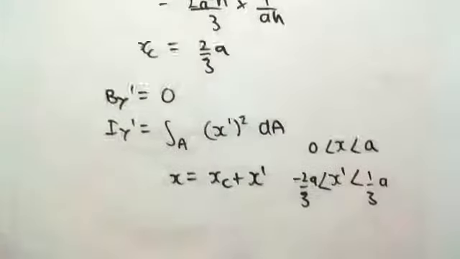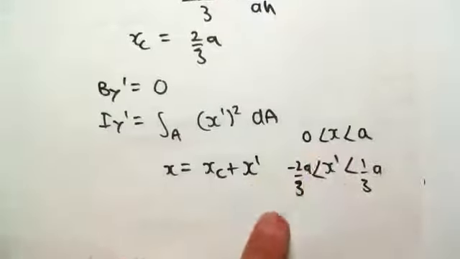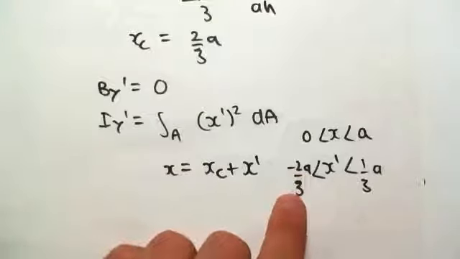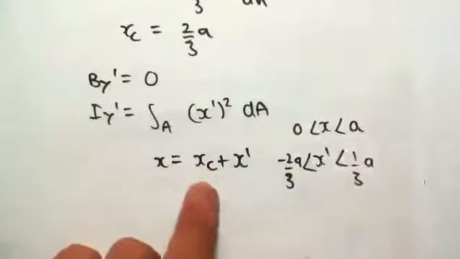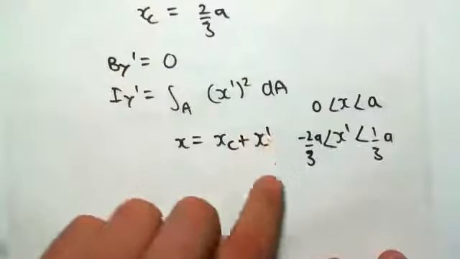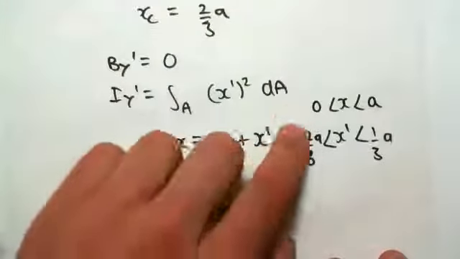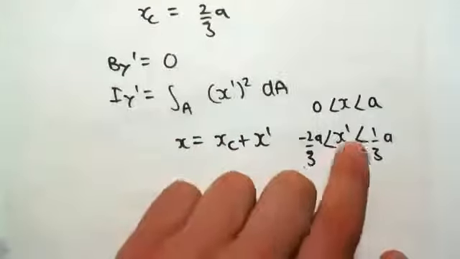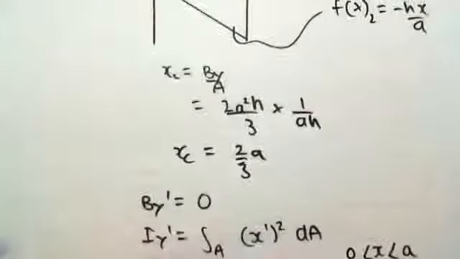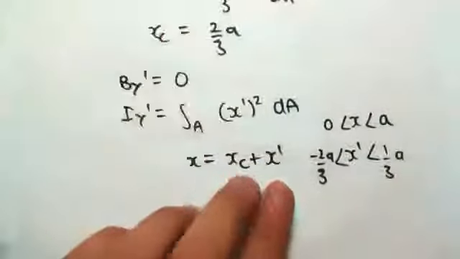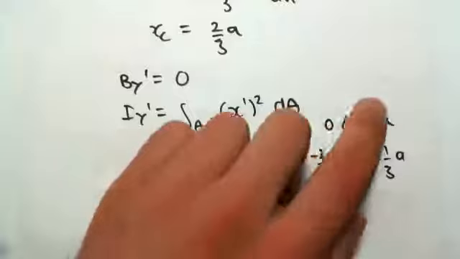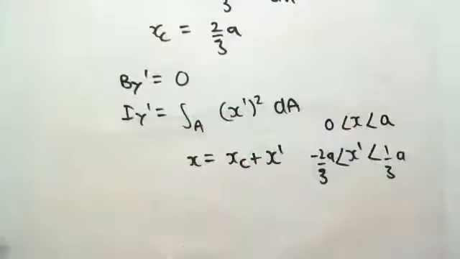So let's show that this makes sense. For example, when x dash is minus 2A on 3, we know xc is 2A on 3, so that would give us 0, which is that value there, so you can see they correspond. When x dash is 1/3 A, this would be 1/3 A plus xc, which is 2/3 A. If you added those together, you would get A. So you can see that these points correspond in terms of that formula there.